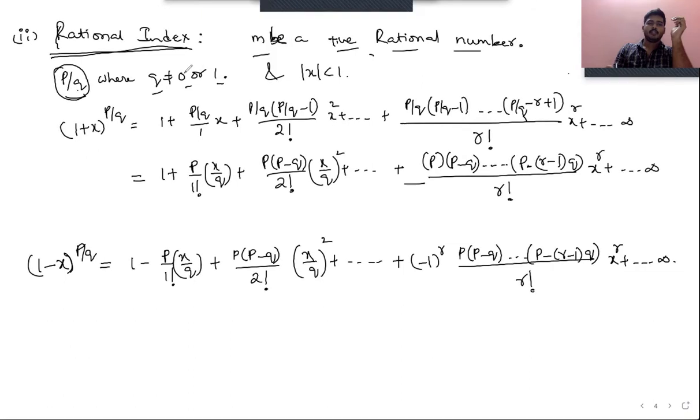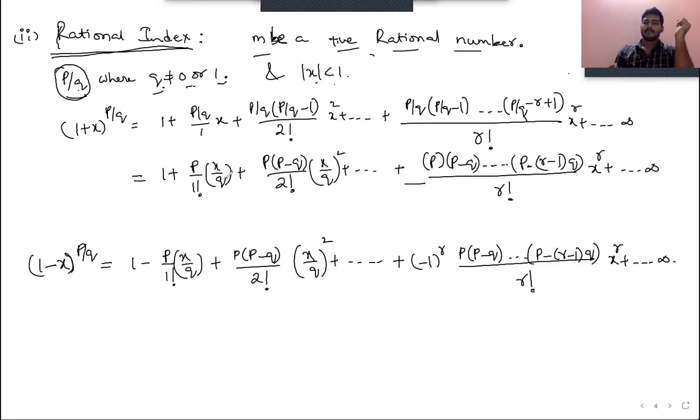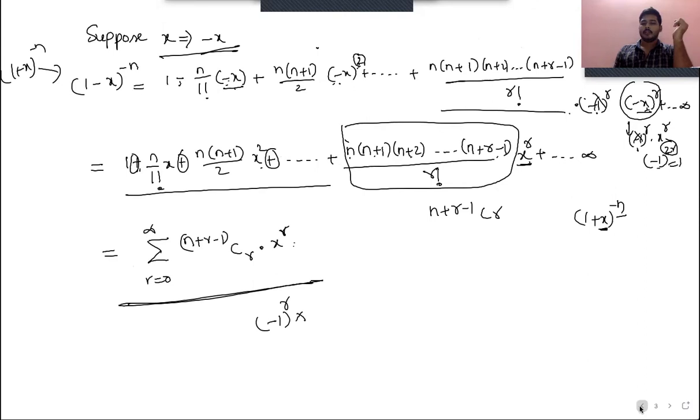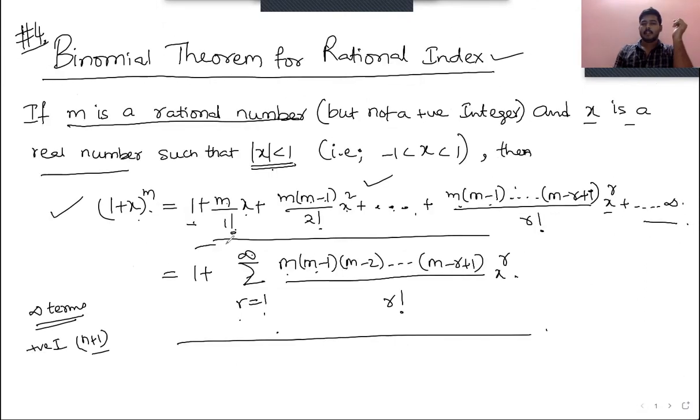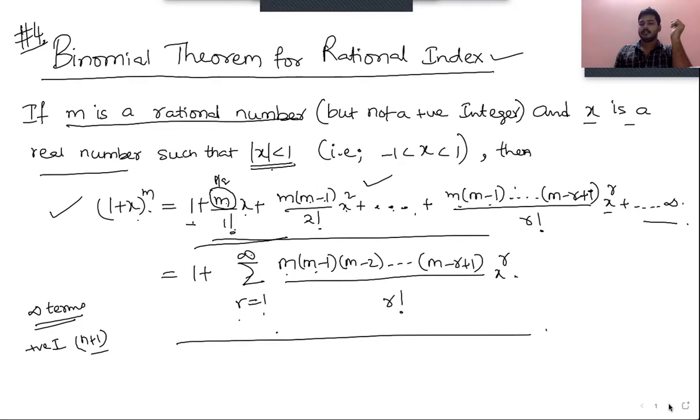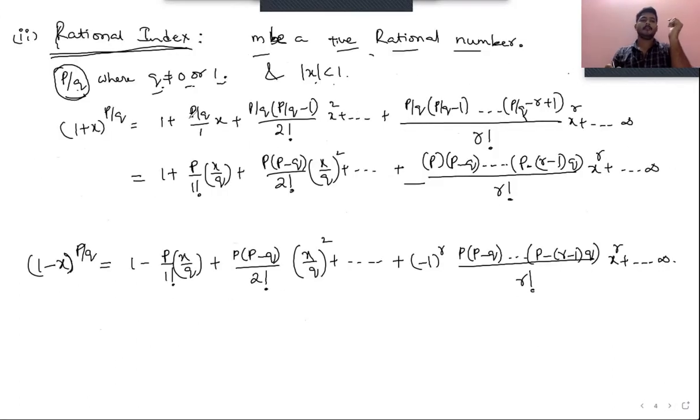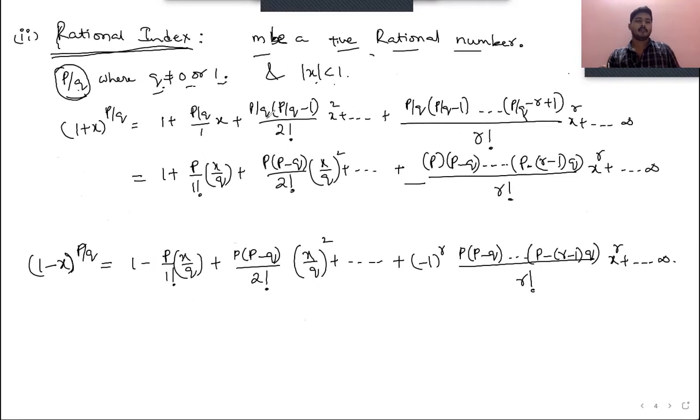So the p by q values will be when q is not equal to 0 or 1 and modulus x will be less than 1, right? So (1 plus x) whole power p by q. We saw in the first case (1 plus x) whole power m. It will be the same expansion, just in the place of m we'll be substituting p by q. So we'll have p by q into (p by q minus 1) into (p by q minus 2) and so on, up to (p by q minus r plus 1). Okay, so everything else will be the same.